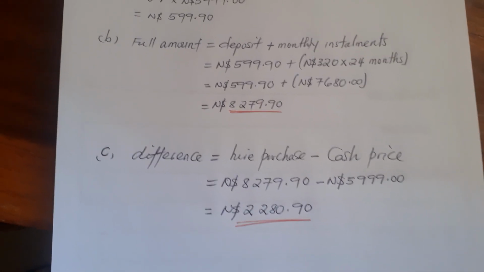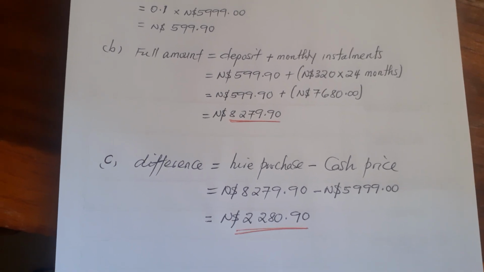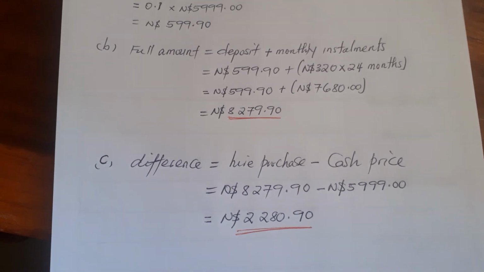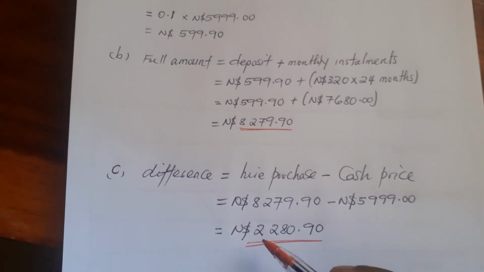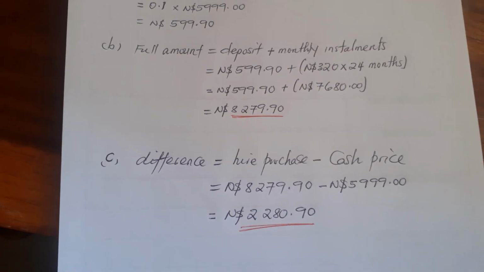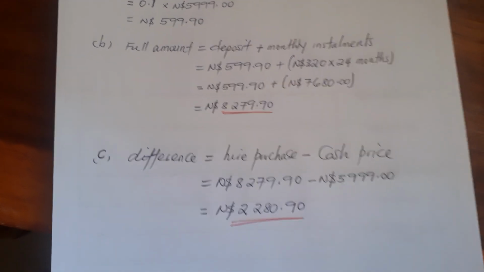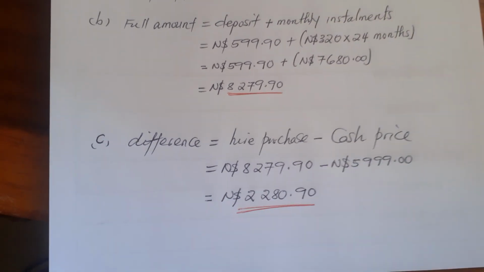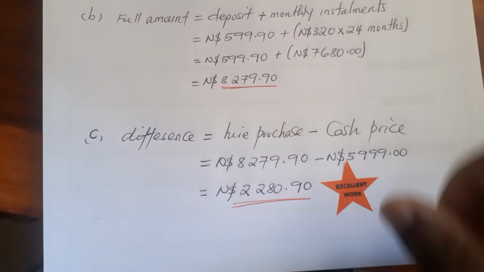Now, for mathematicians like me, we don't buy things on hire purchase. We always buy things cash. You have to save until you get that money and then you go buy. Because 2,000 is a lot of money. If you did what I did and you got the answers right, then this is what we say.